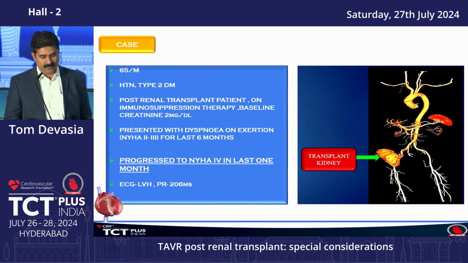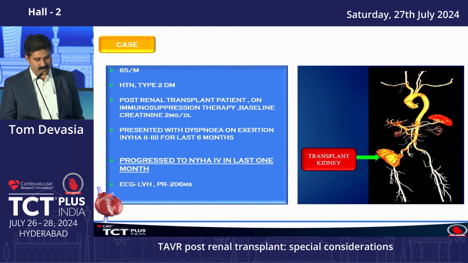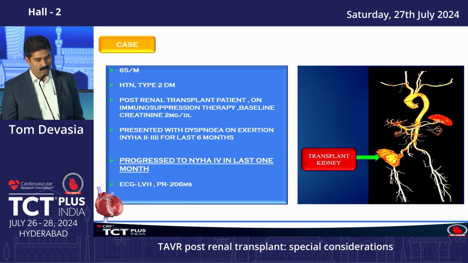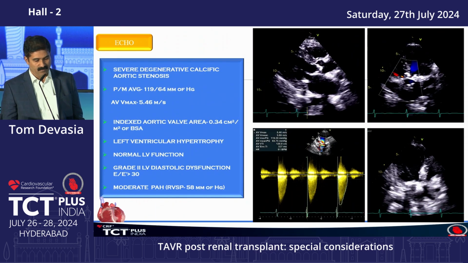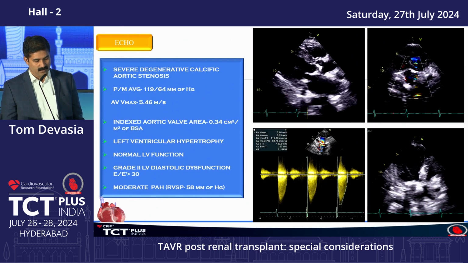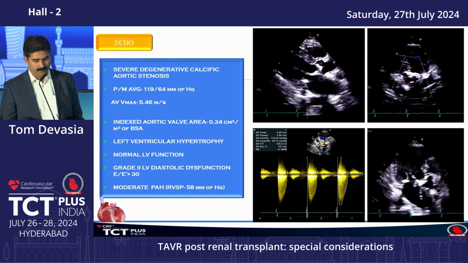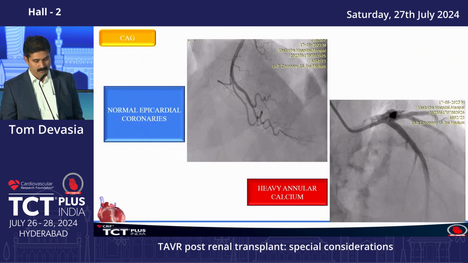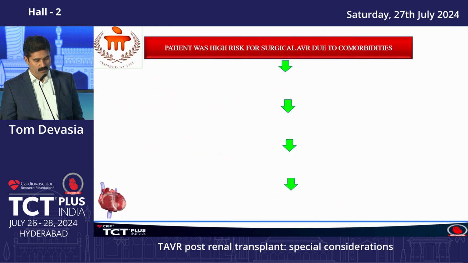So let's have a case. This is a hypertensive diabetic, renal transplant a few years ago, on immunosuppressive therapy. Now the creatinine is 2, presented with exercise intolerance and dyspnea, and this patient has severe aortic stenosis, good LV function. Angiogram is normal. So what do we do?